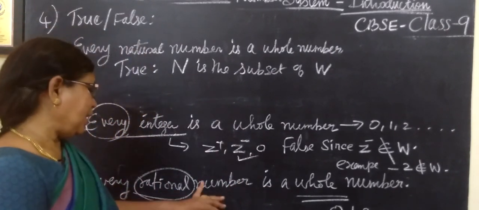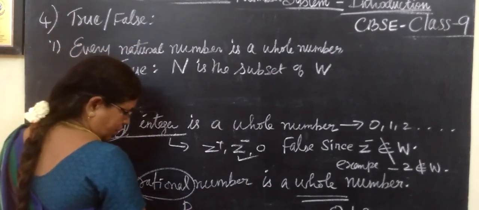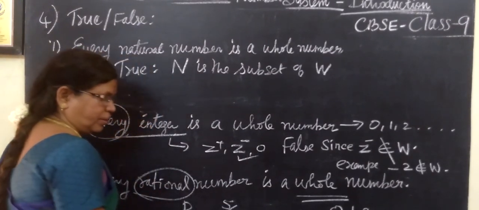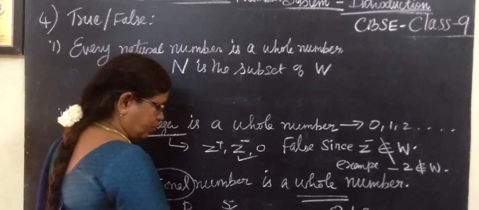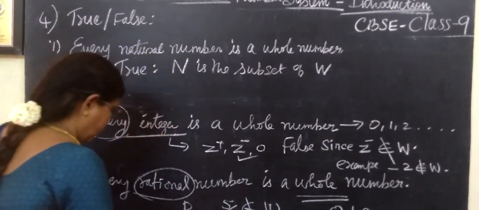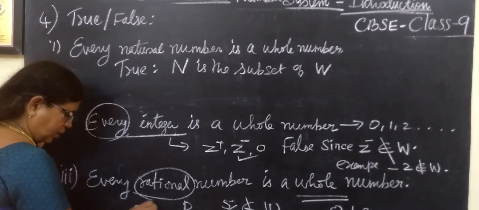Here every rational number means we see some example. 5 by 7 is a rational number, but this is not a whole number, so this does not belong to W, therefore it is false. Here you write it is false.